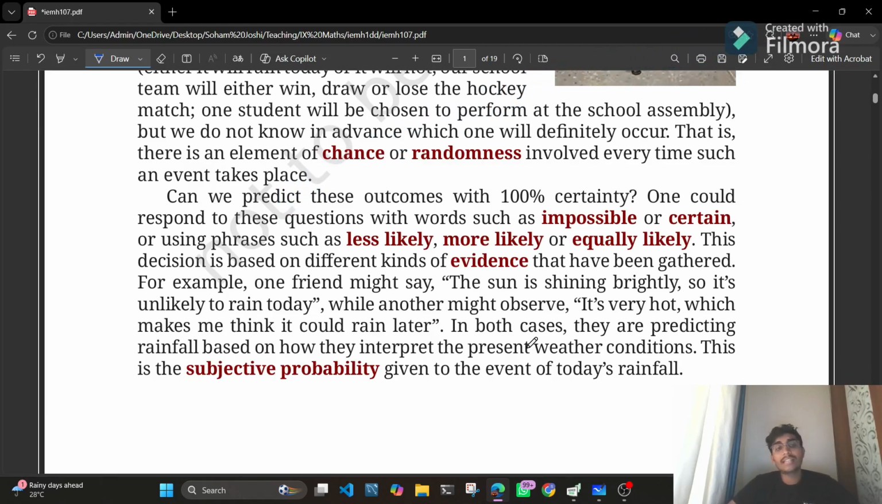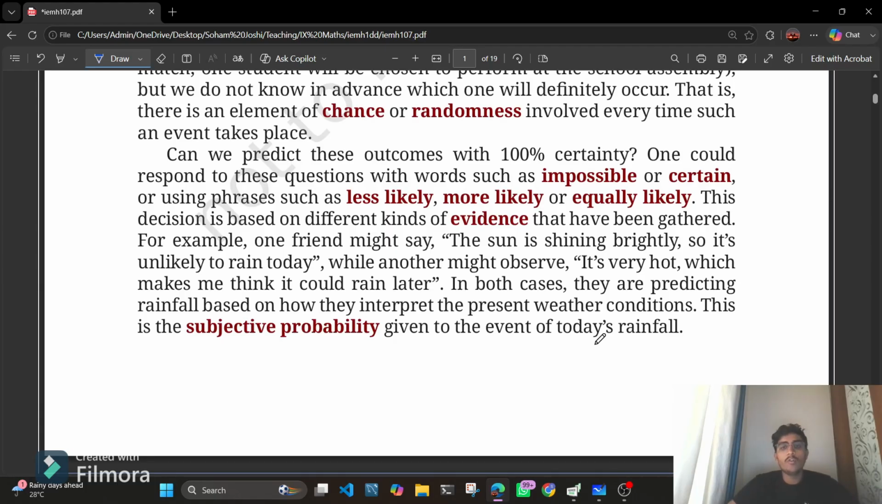Okay, then now the question comes, can we predict these outcomes with 100% certainty? Now we can answer it in two ways, that is the subjective way, and in a practical way also. For a subjective way, we can answer those questions based on the evidence that we have. Now, if I say that there are many dark clouds in the sky, so it is more likely to rain. Basically the dark clouds are the evidence over here, and more likely is the subjective probability that is associated with the rainfall that I'm going to predict.